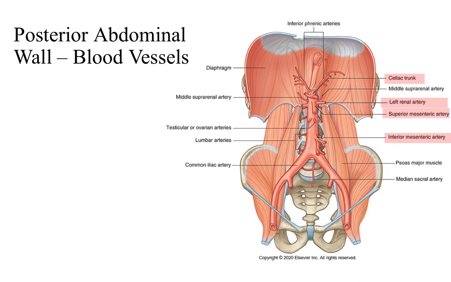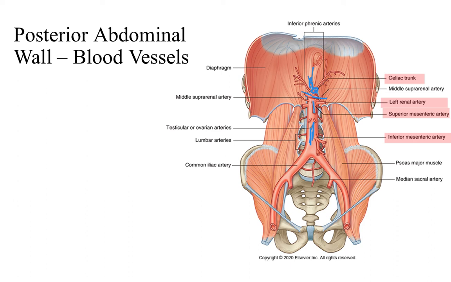So the blood vessels of the posterior abdominal wall. Important to pay attention to the abdominal aorta, and we're going to get into this when we get to the digestive organs. But you have three major trunks coming off of the abdominal aorta. One would be the celiac trunk. The celiac trunk is just a short little piece right here, coming off the abdominal aorta, which then immediately branches off into other branches that we'll talk about next lecture.